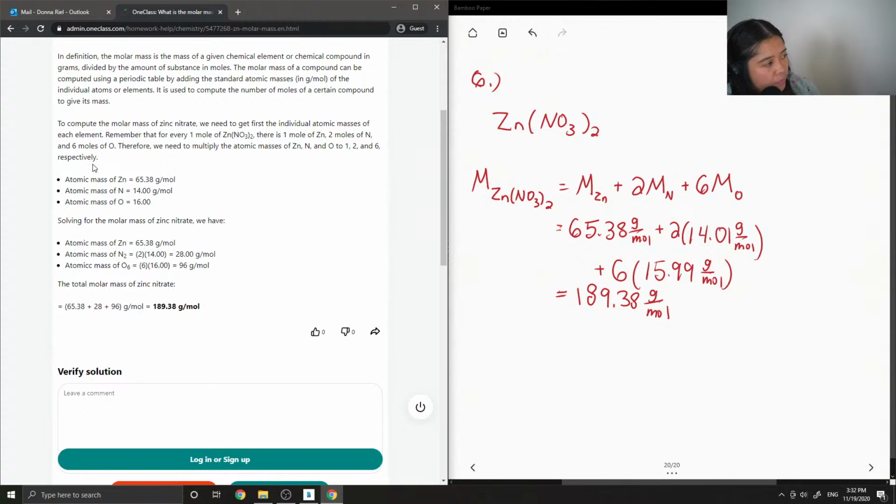Okay, so first they listed all the different atomic masses of zinc, nitrogen, and oxygen, and then they showed all of the multiplication steps that needed to occur. And then lastly, they added up all these values together to also get 189.38. Okay, so I can verify that this solution is correct.